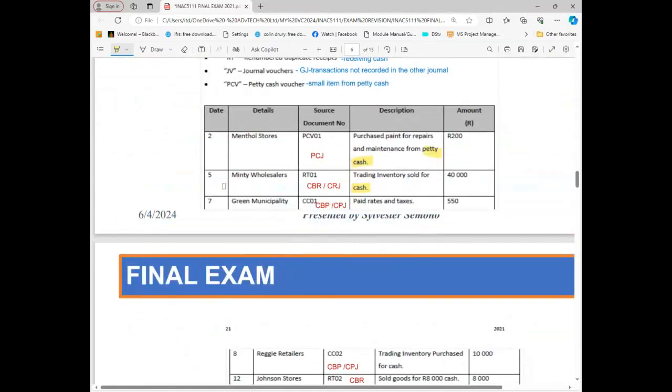Can you see now? On the 5th, we have got Minty, as you can see here. And so we need to make sure that we go and record Minty there. We've got RTO1. Remember, please take a screenshot, but I'm also going to give you this paper so that I can check. And then make sure that you go and record this amount of 40,000.